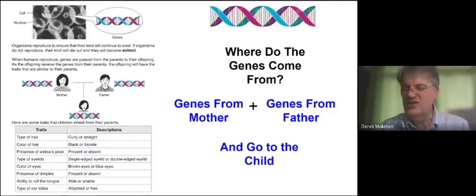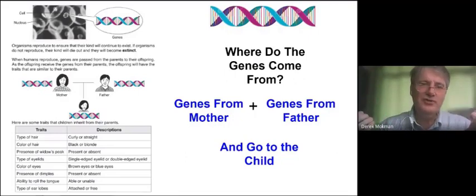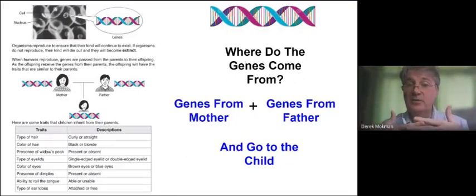Well, actually not the genes, but the DNA. But don't worry about that for now, okay? So half of the genes come from the father, half of the genes come from the mother, and they go into the child. So half of your genes come from your mother and half of your genes come from your father. Now, those genes may be stronger from your mother and they may be stronger from your father, or they may be equal. We're not sure.